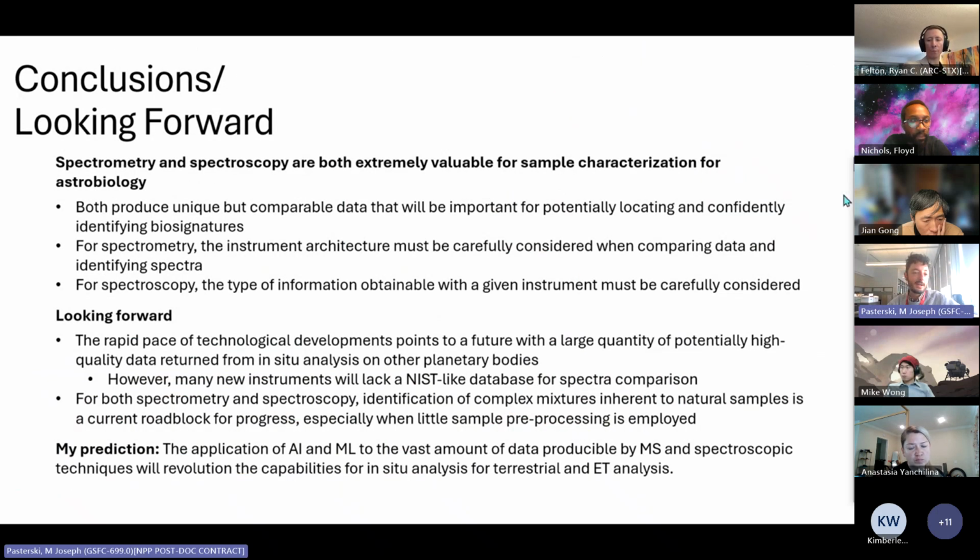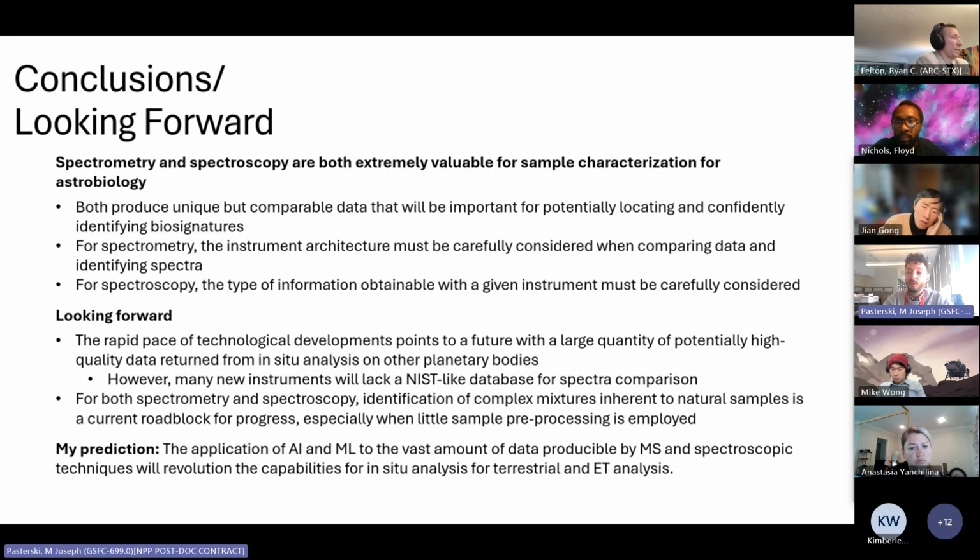So then just the final conclusions and talking points. Both mass spectrometry and spectroscopy produce unique and comparable data sets that are going to be important for potentially locating and confidently identifying biosignatures. For spectrometry, instrument architecture is really important to consider. And for spectroscopy, the type of information potentially even obtainable with a given instrument is really important to consider. Looking forward, I think the rapid pace of technology really points to a future with a lot of potentially high quality data returned from in situ missions to other planetary bodies, but we're not going to have a NIST-like database to compare those spectra to.